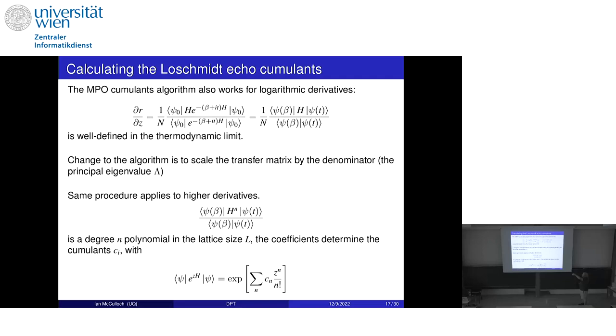And actually the same procedure applies for the higher derivatives as well. So basically, whenever we take another derivative, it pulls out another factor of h into the numerator here as well. So what we need to do then is calculate these moments of h with respect to my two different MPS. And once I've calculated my cumulants, then I have a polynomial series expansion for my rate function, which, if you remember, was the logarithm of this. So the rate function is just the bit in the brackets here.